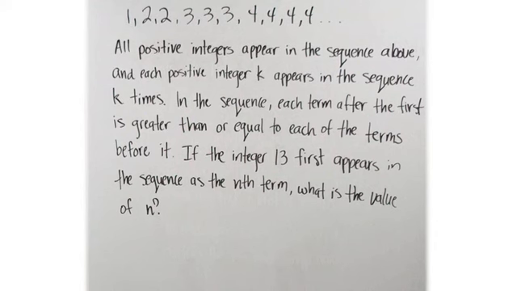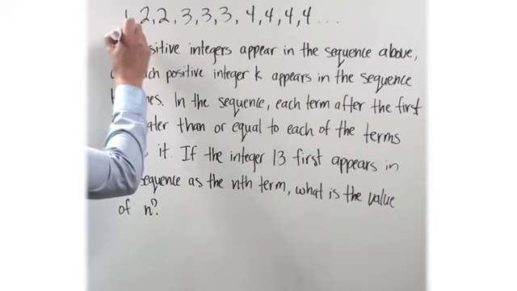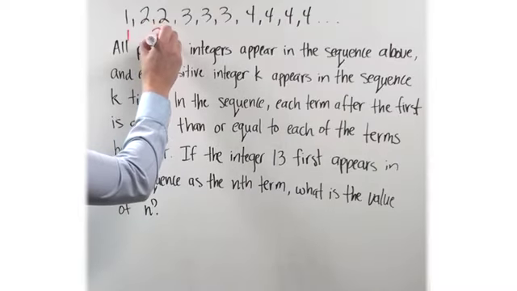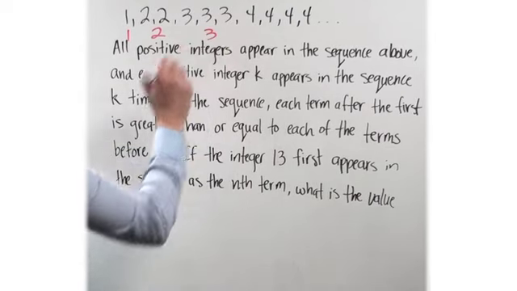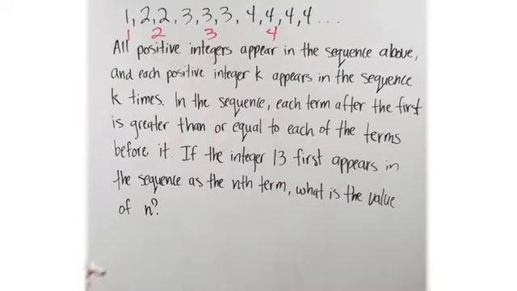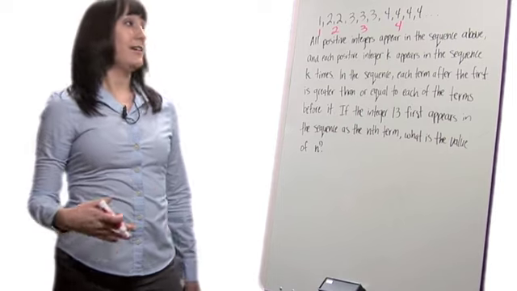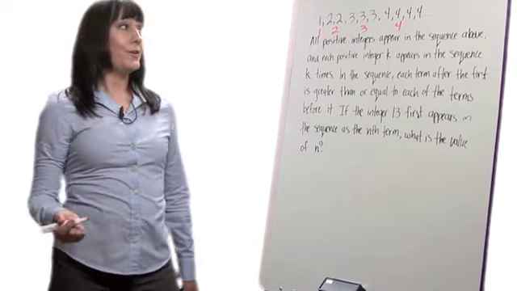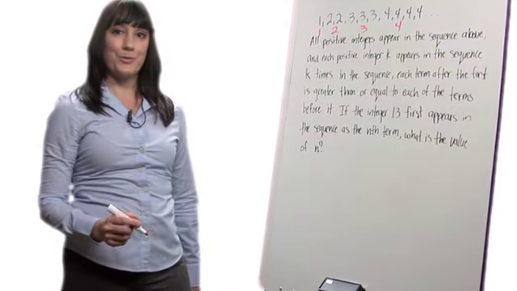Notice we have 1, 1. We have 2 2s. We have 3 3s and 4 4s. So it would follow that we would have 5 5s and 6 6s and so on and so forth. So my total is going to be the sum of those numbers. So that's what I'm going to do.